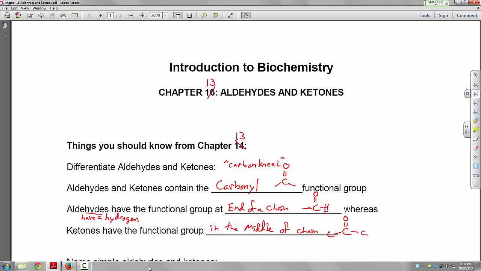And if you recall, aldehydes, these are derived from a primary alcohol, and they can be oxidized to an aldehyde. Ketones, these come from a secondary alcohol. So the oxidation of a secondary alcohol gives you a ketone.